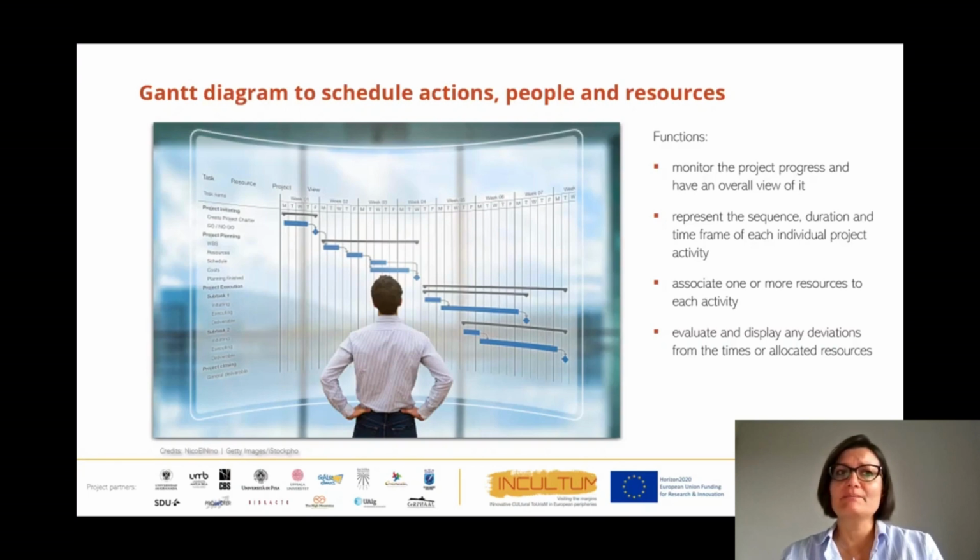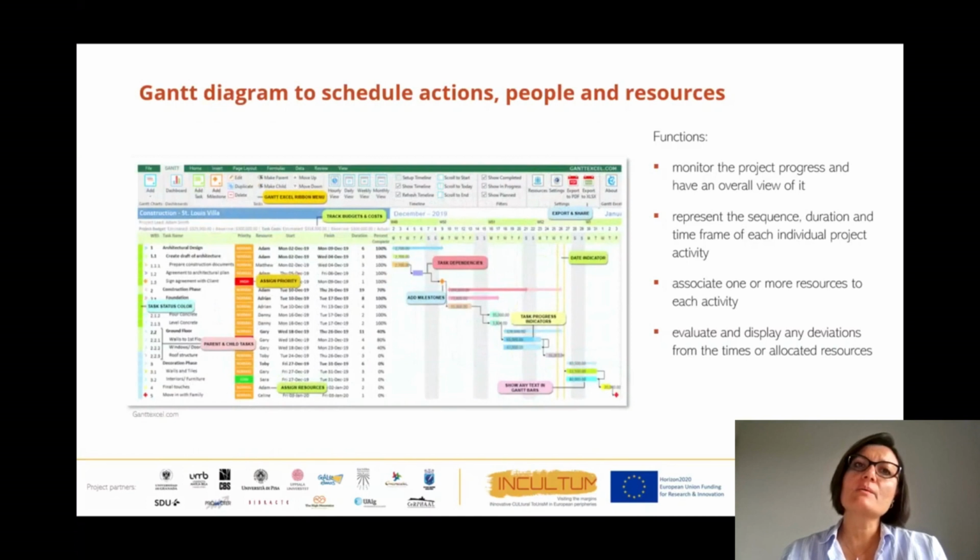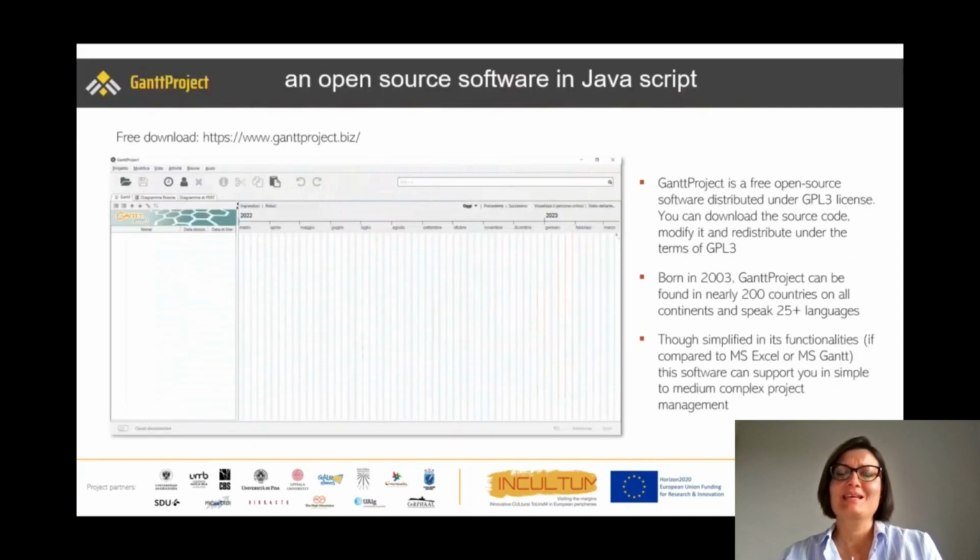This is really important. This is an example where we have a hierarchy of actions and their priority. The person responsible for each action, the starting date and the end date of the project, the total duration of the action, the level of completion of the action, and then the graphical representation of the sequence of action along time and their interdependencies. A very easy and useful open source software is Gantt Project. You can download it from www.ganttproject.biz.